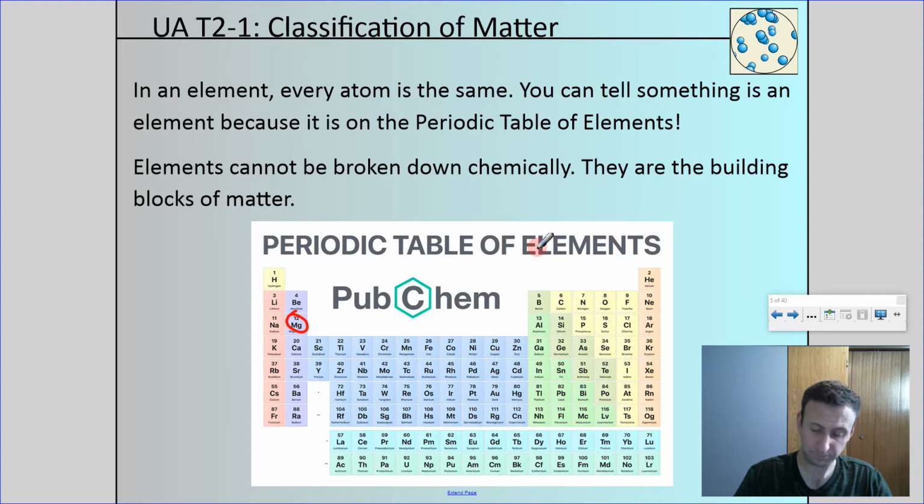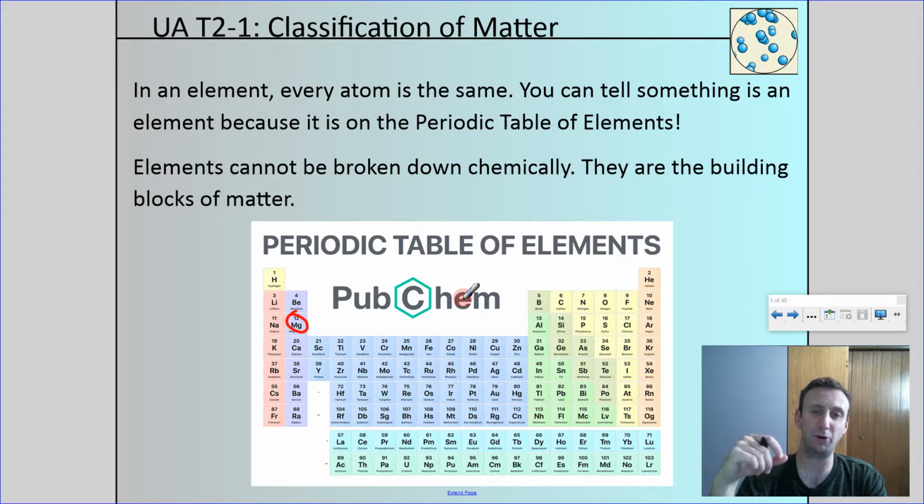So in an element, we're getting more specific here. Under pure substance, we have elements, and in an element, every atom is the exact same. You can tell something is an element because it is on the periodic table of elements. On the periodic table, we have all of the different elements that make up matter, right? It's the building blocks of everything in terms of substances. If it's on the periodic table, we know that it's an element, and within a sample that is an element, every single atom, which we saw as balls in that last diagram, is going to be the same.